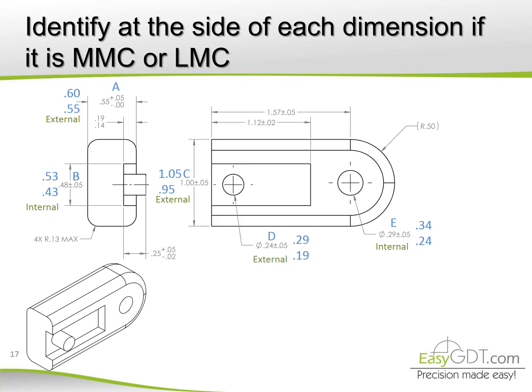Third and last step. Place next to each limit if the dimension corresponds to the maximum material condition or least material condition. Please check first if the feature of size is internal or external. Let's use feature A again as an example. Since it's an external feature, the MMC is the limit of 0.60, because this is where this feature contains more material. Therefore its LMC is 0.55. Now pause the video and resume when finished.